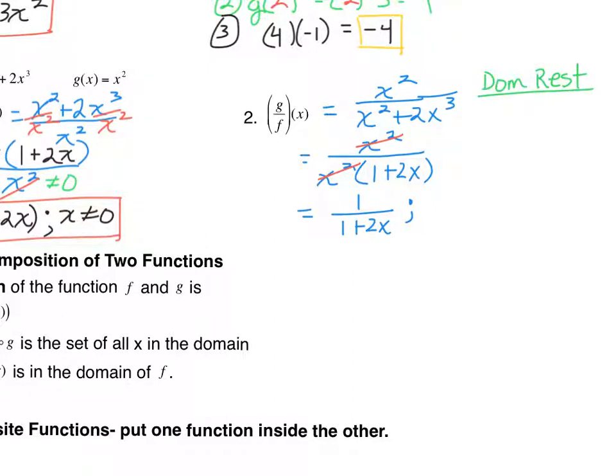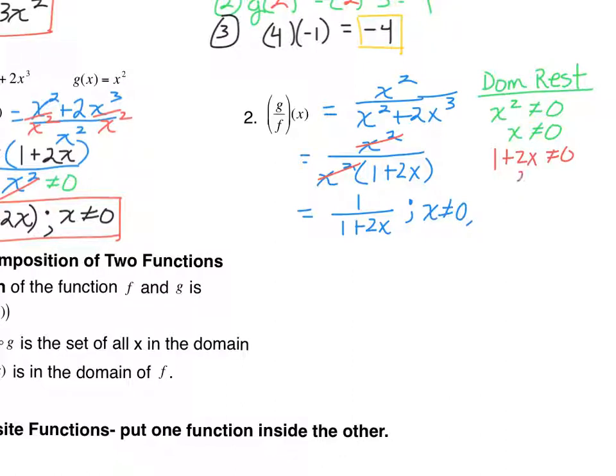Okay, so your first restriction is going to be that x squared cannot equal 0. Remember, we already said with that one that x cannot be 0, so we're going to tack that on to our answer here, but we're going to have a second one. For the second one, you've got to set 1 plus 2x not equal to 0.